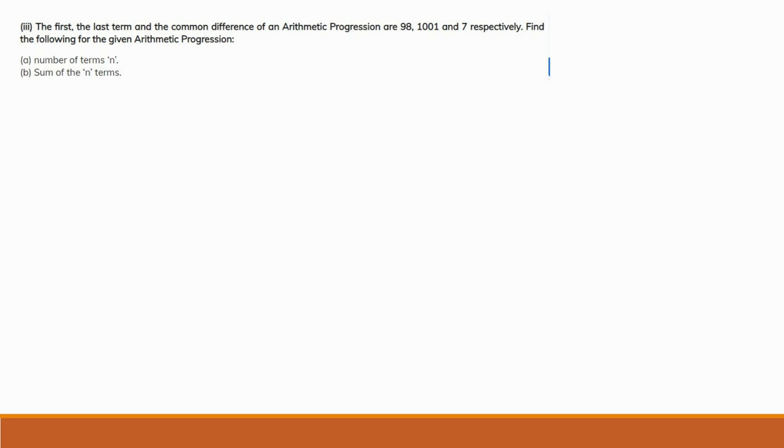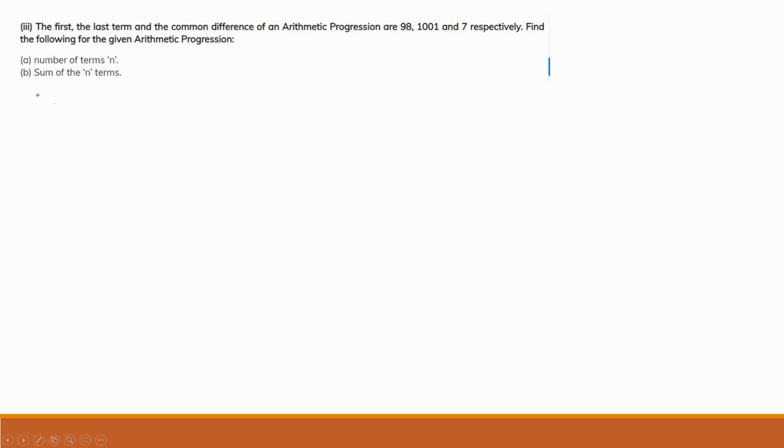So again, the first term, last term and the common difference of the arithmetic progression are 98, 1001 and 7 respectively. Find the following for the given arithmetic progression. Okay. So the first term, last term and the common difference are given. The number of terms n and the sum of the terms. Okay, sum of the n terms.